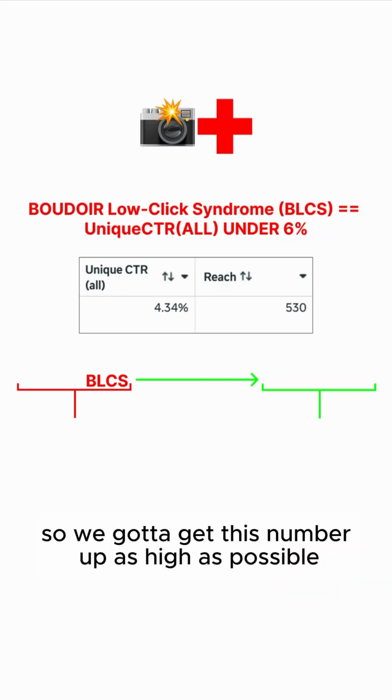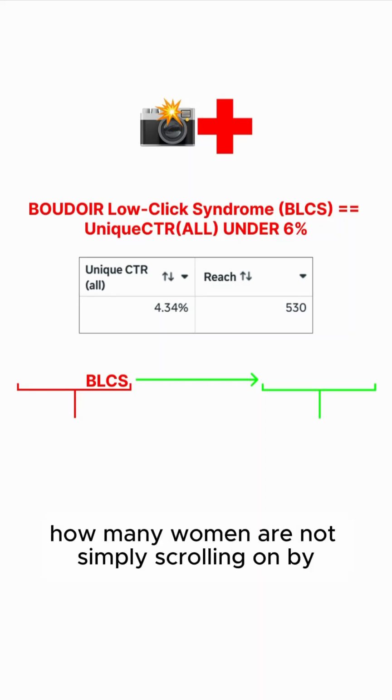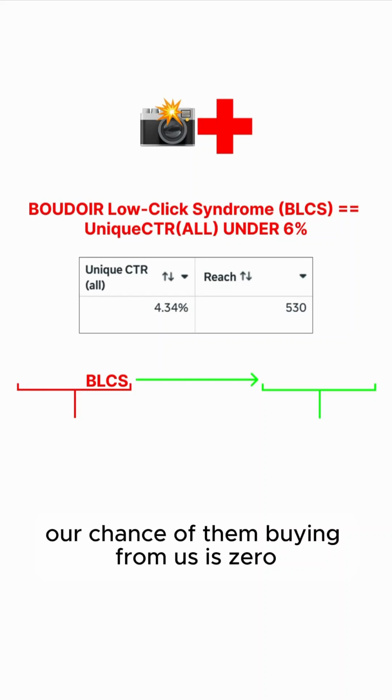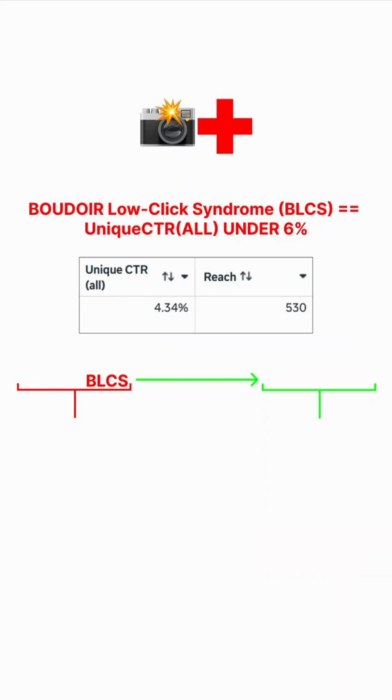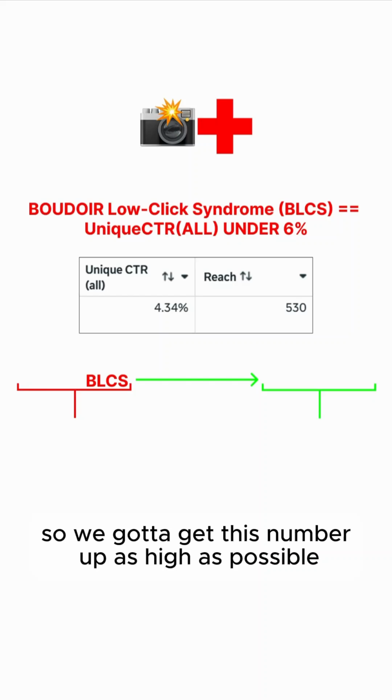So we gotta get this number up as high as possible to get our ads into the maximum number of women's brains. Because basically this means how many women are not simply scrolling on by. If they simply scroll on by, our chance of them buying from us is 0. If they click somewhere, the chance of them buying from us is greater than 0. So we gotta get this number up as high as possible.